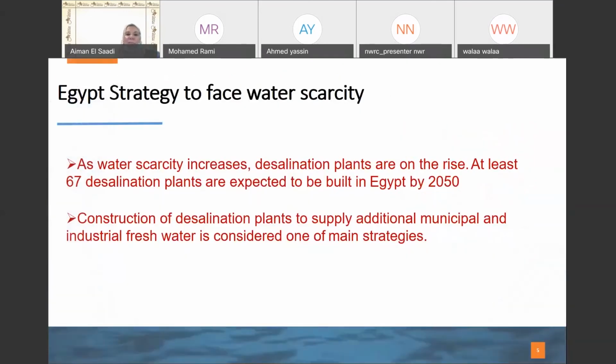Egypt faces water scarcity by taking many measures. One of them is the construction of desalination plants to supply additional manufacturing and industry sectors. Also, it is expected to reach 67 desalination plants in Egypt by 2050.